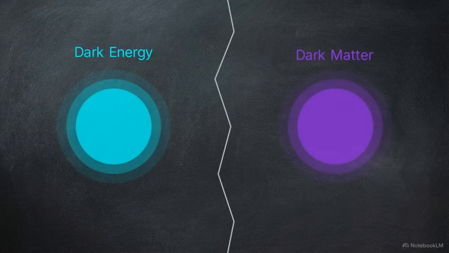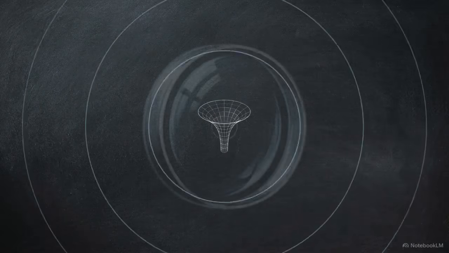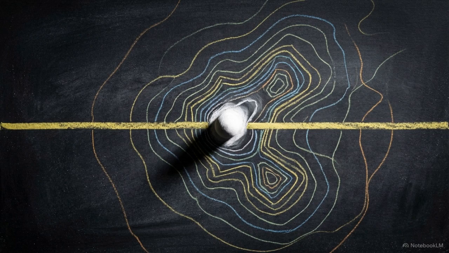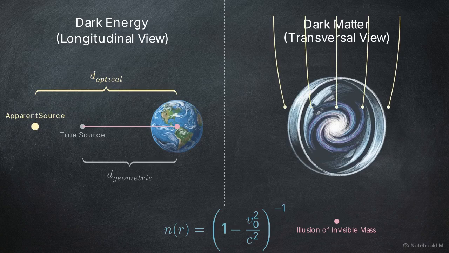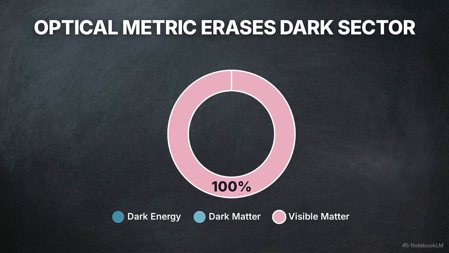Dark energy and dark matter have historically been treated as two distinct, unrelated problems. They are actually coupled manifestations of the same geometric phenomenon. Both arise from the single scalar potential field, phi of r, inherent to the light path. Traversing this potential longitudinally creates the illusion of accelerated expansion. Interacting with these gradients transversely creates the illusion of invisible mass. Applying the optical metric to general relativity removes the requirement for the unknown 95% of the universe.